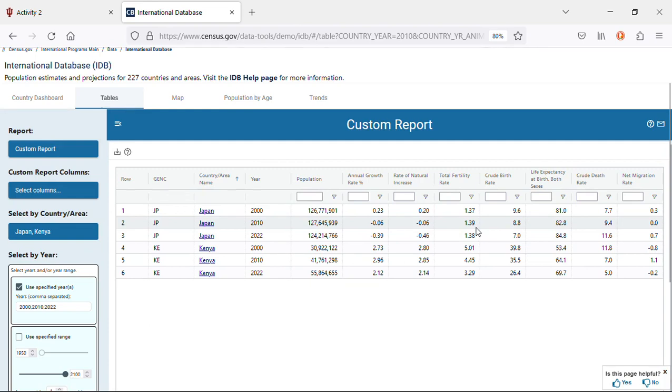Anything below 2.1, essentially there are fewer and fewer babies being born, so they're not replacing the parents. So there's two parents, so they're not being replaced by two children. So they're only being replaced by, on average, 1.3, of course, that's the average. Look at the crude birth rate and crude death rate. Look especially at 2022 in Japan, 11.6 versus 7.0.